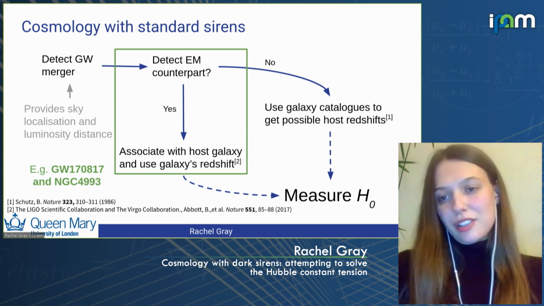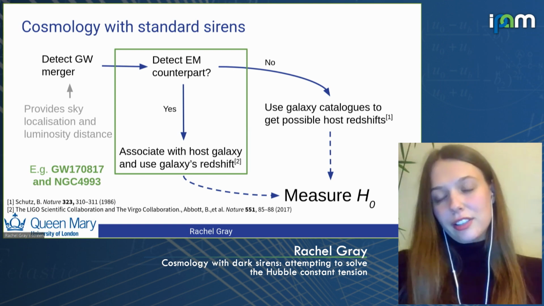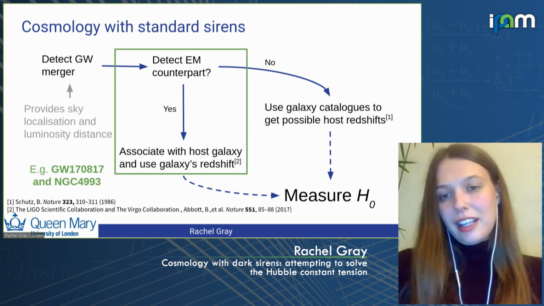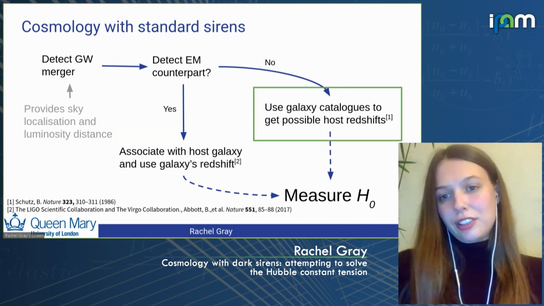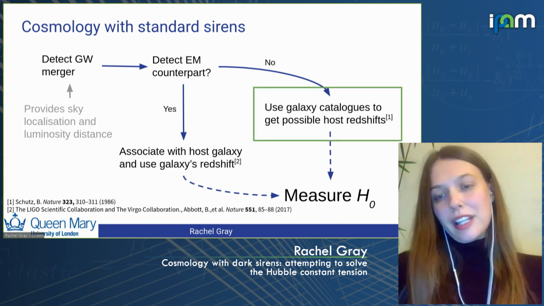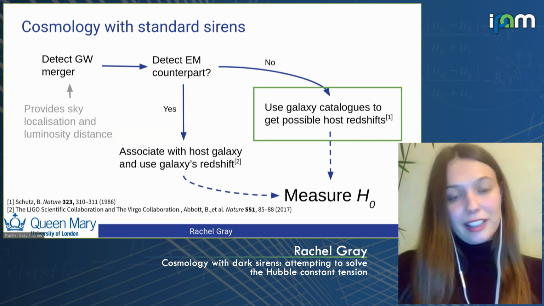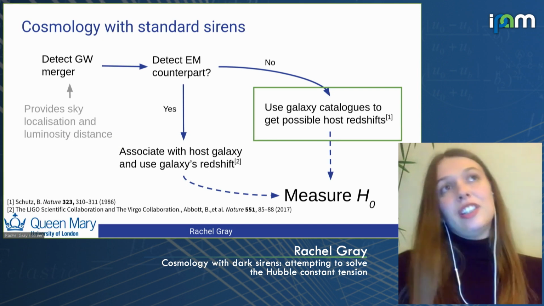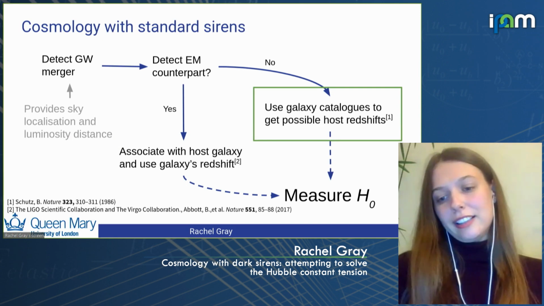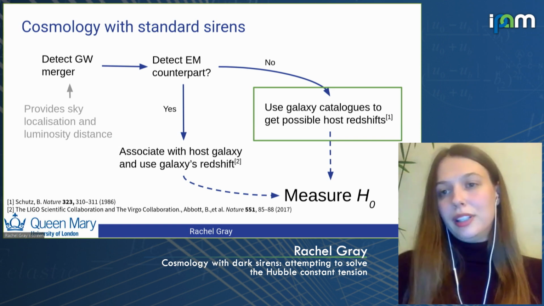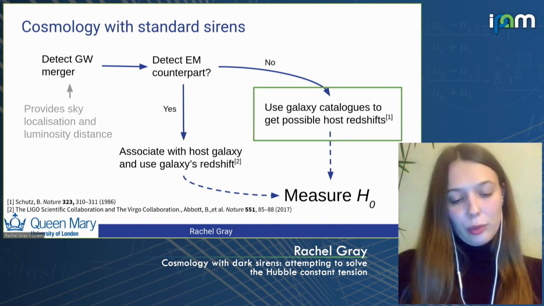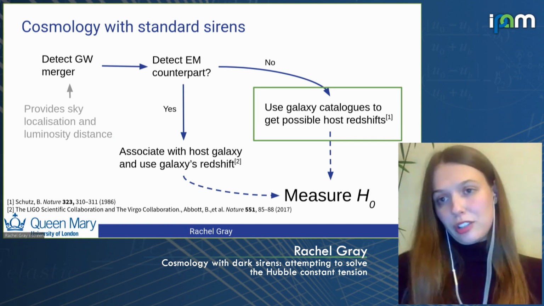And one potential way of using these dark sirens for cosmological measurements is to use galaxy catalogues to provide the potential redshifts of the source. So this idea was suggested by Schutz back in the 80s, and essentially it requires identifying all of the galaxies within the localization volume of your gravitational wave event, treating them all as potential hosts, and then marginalizing over them.